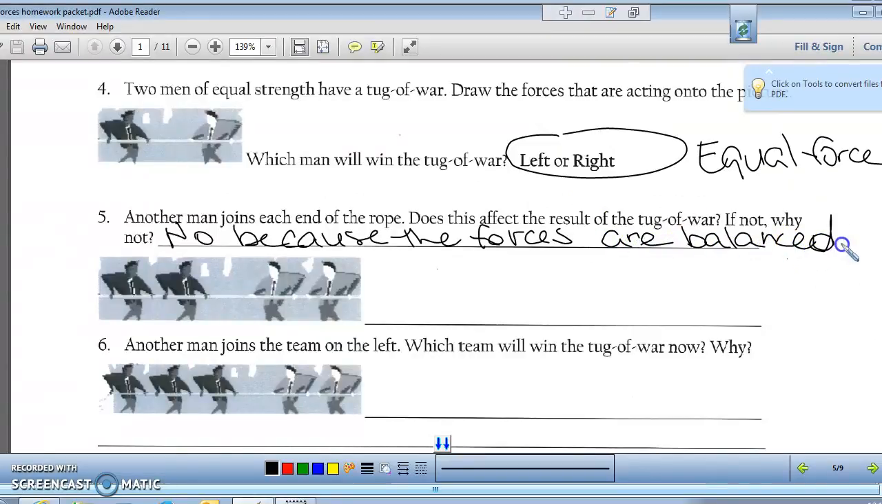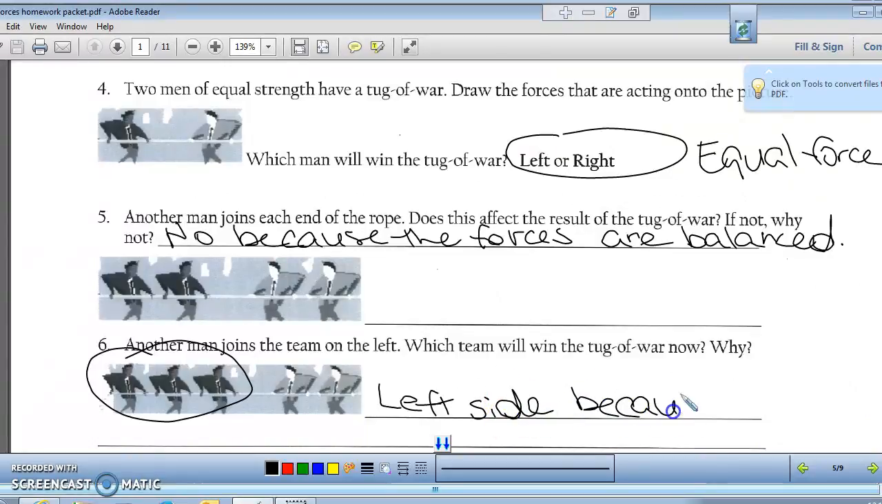Moving on to the next one, another man joins the team on the left. Which team will win tug of war now and why? So now we can say that this side has more people, so it has more force. So the left side will win because it has more force.